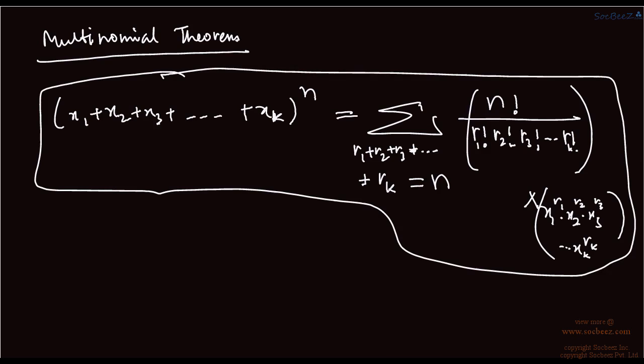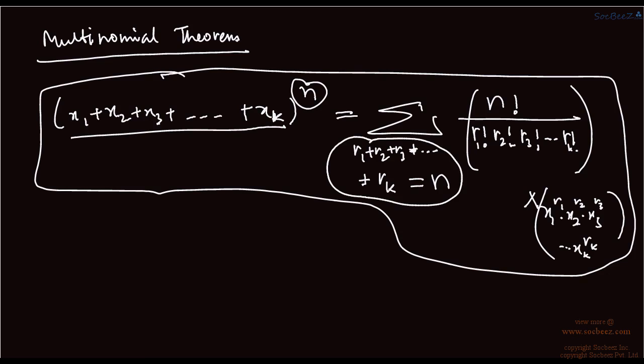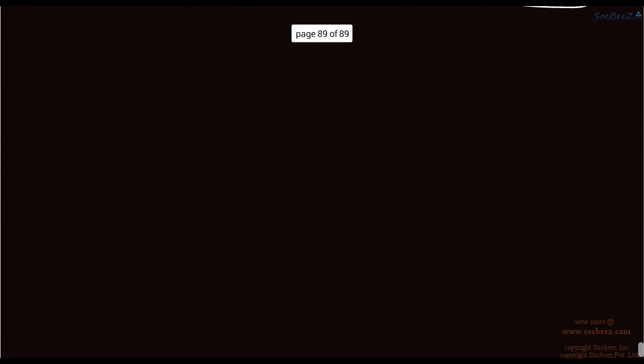This is really big. So what do you have? If you have k terms, (x1 to xk) to the power n, then what will you do? r1 plus r2 plus r3 plus up to rk is equal to n. You will sum up n factorial upon r1 factorial up to rk factorial, then into x1 to the power r1, x2 to the power r2, x3 to the power r3, and you will multiply these k terms. Now the next one is application of binomial theorem. The multinomial theorem is not of much use, but you have to remember it.